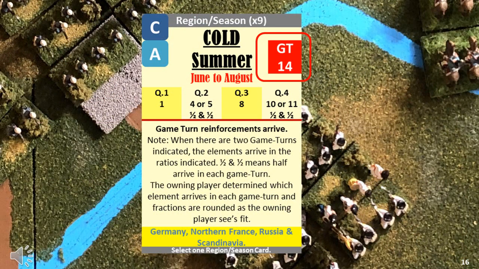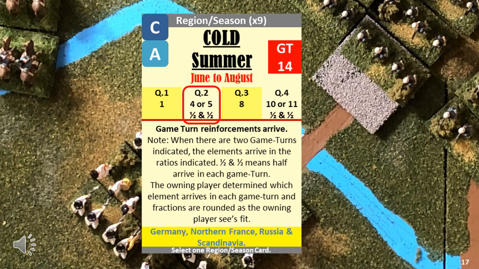Whatever system you actually use to determine the region or season, the cards do prove to have some useful information. The most important is game length. If it's summer in the cold region, the game length is 14 game turns. All reinforcements in these rules arrive in one of the 4 quarters of the game. Because 14 cannot be divided into 4 evenly, the reinforcements in Q2 and Q4 arrive over 2 game turns, with the owning player choosing the elements which arrive in each game turn.